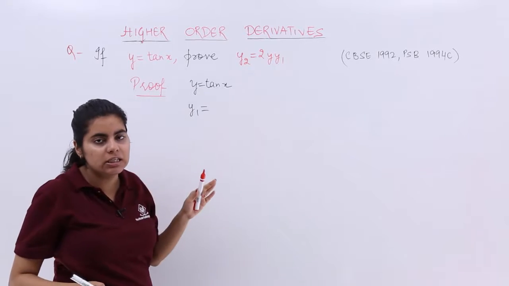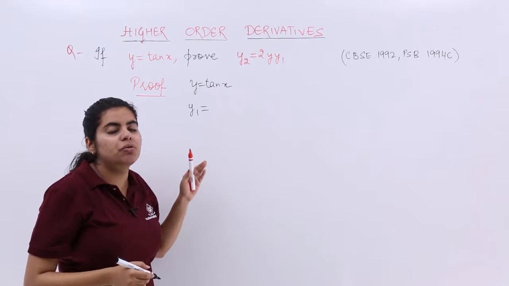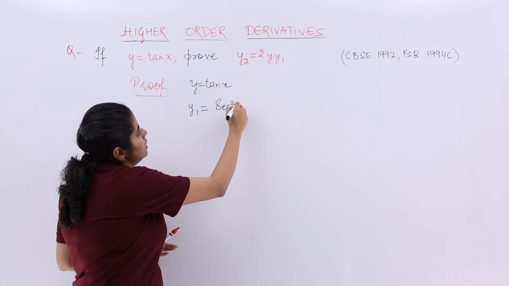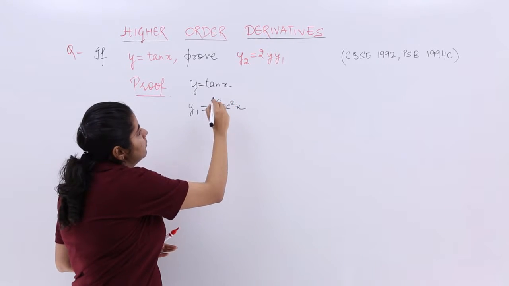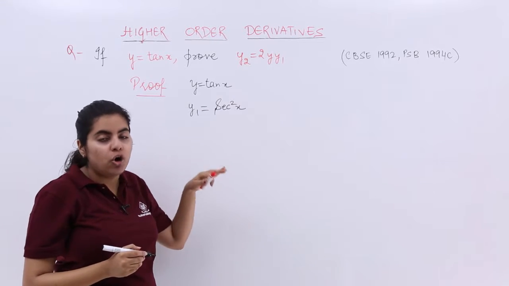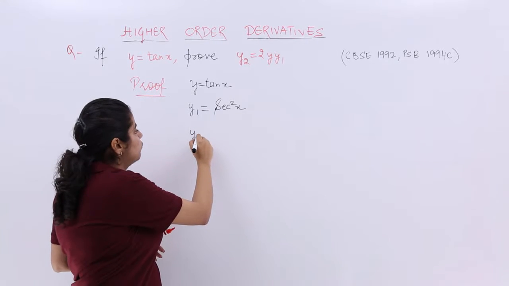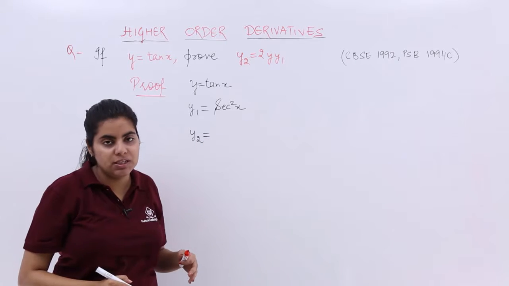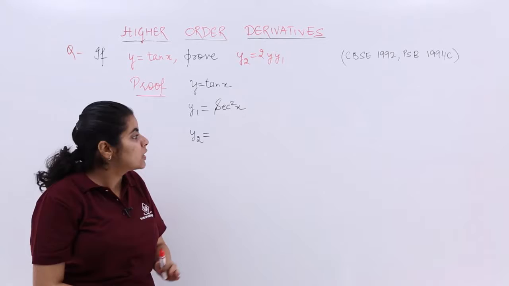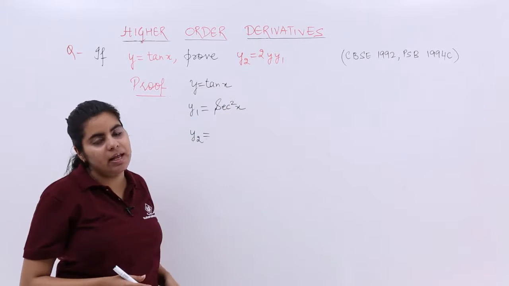Because y1 is needed. y1 means the differentiation of y with respect to x for the first time. So tan x differentiation is secant square x and that's done. But this is not complete because I also need to find out y2. y2 is the differentiation of y1 again with respect to x. So differentiation of secant square x.